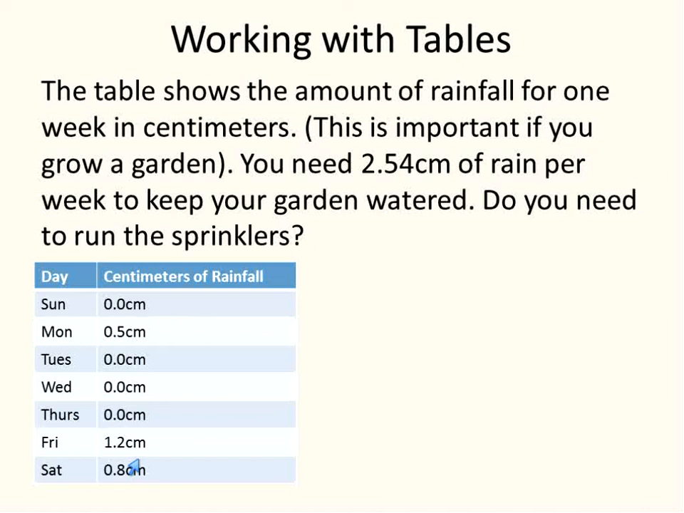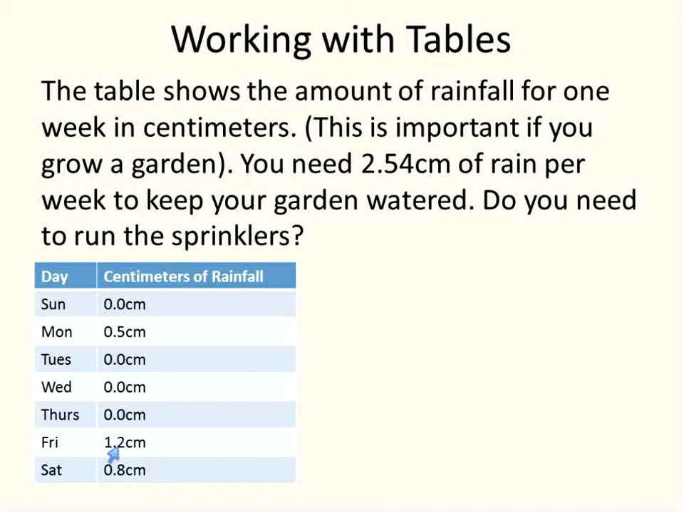If you have a garden like I do, it's important that you get about 1 inch of rain per week, so about 2.54 centimeters of rain per week, to keep your garden watered. Also, if you have plants like trees and bushes, you want about 1 inch of rain, 2.54 centimeters. So when we look at a rain gauge, it'll tell you how much rain fell. And it's important that you measure the rain gauge every day.